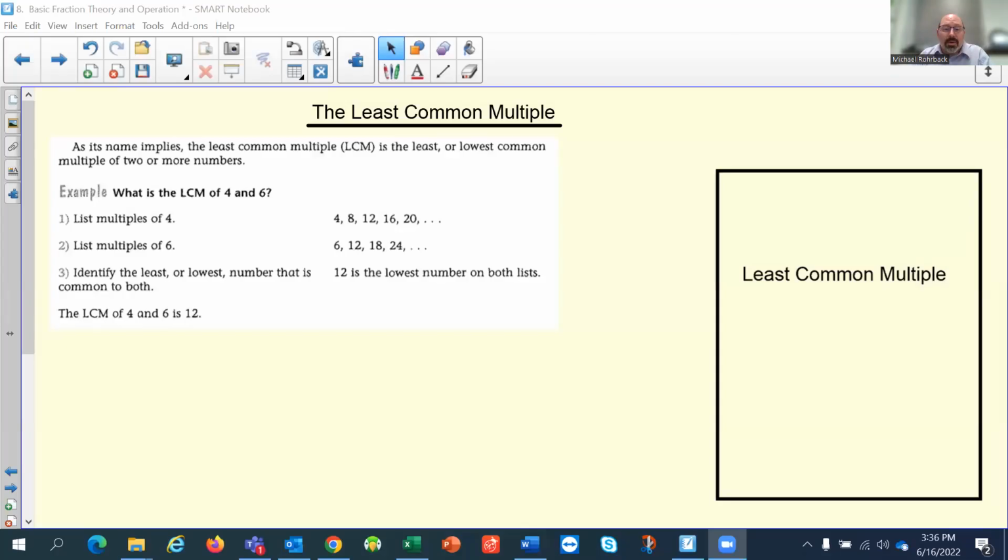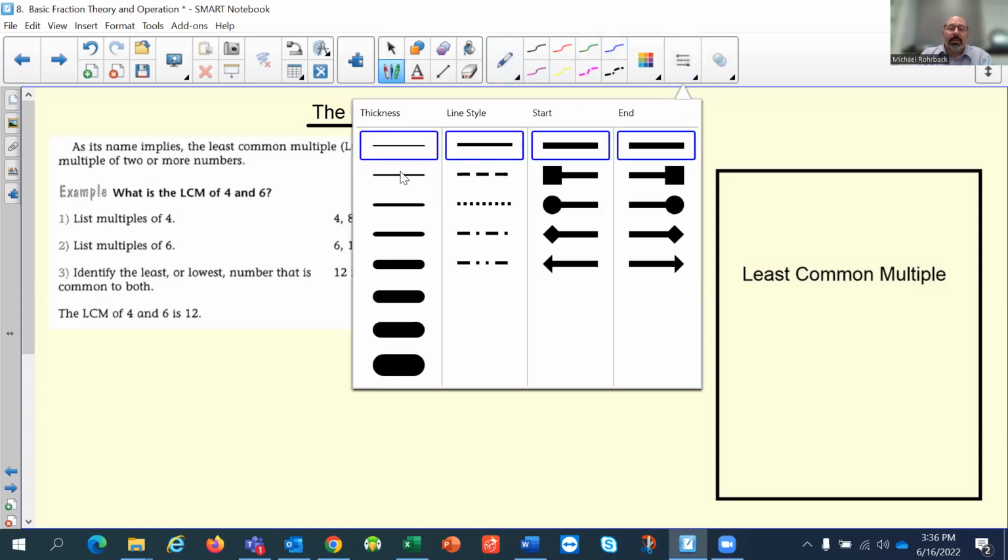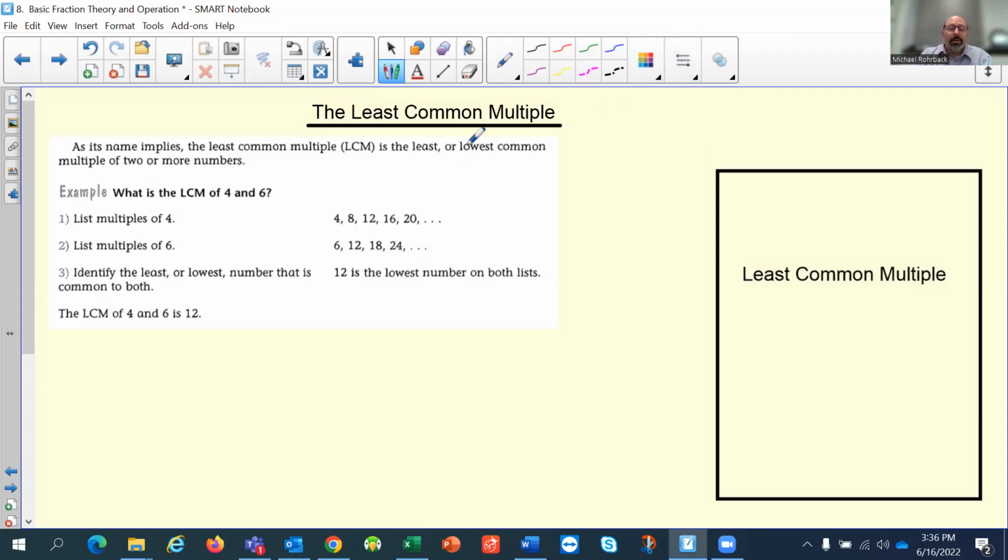Okay, so in preparation for adding and subtracting fractions that do not have the same denominator, we're going to talk about a concept called least common multiple. And then we're going to get right into adding and subtracting fractions with different denominators.